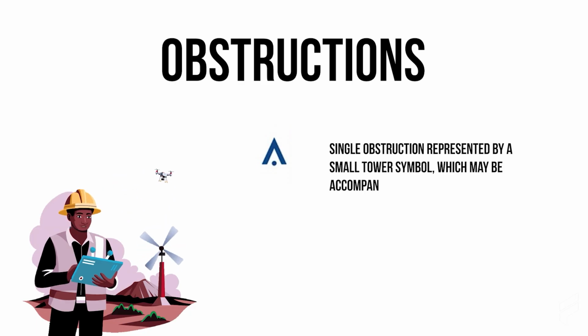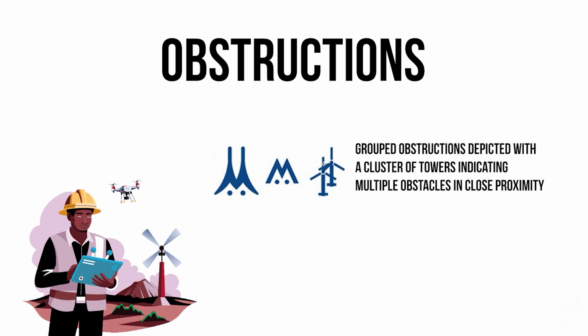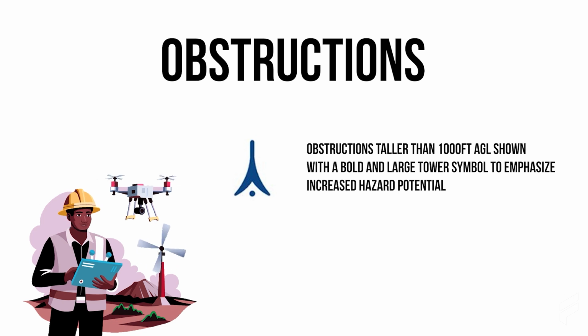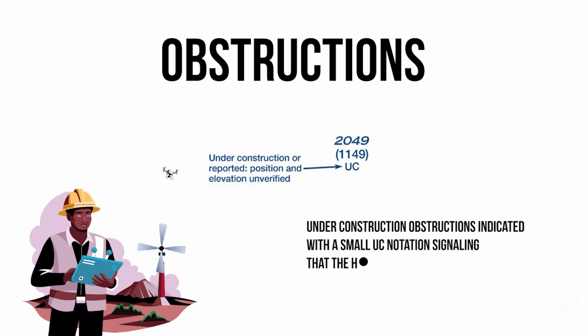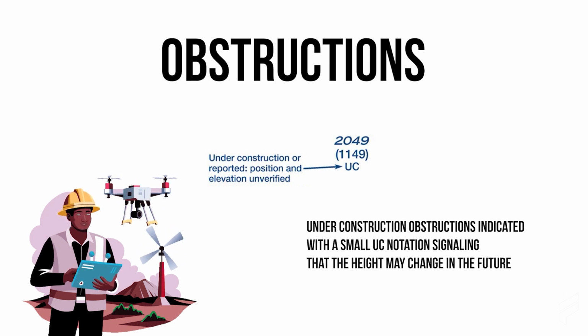Single obstructions are represented by a small tower symbol, which may be accompanied by height values. Grouped obstructions are depicted with a cluster of towers, indicating multiple obstacles in close proximity. Obstructions taller than 1,000 feet AGL are shown with a bold enlarged tower symbol to emphasize increased hazard potential. Under construction obstructions are indicated with a small UC notation, signaling that the height may change in the future.